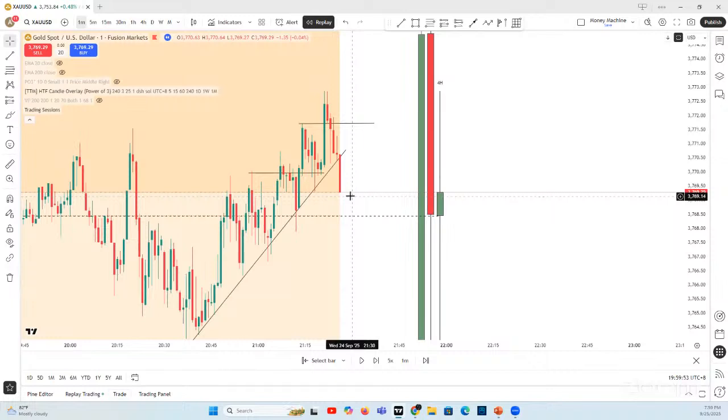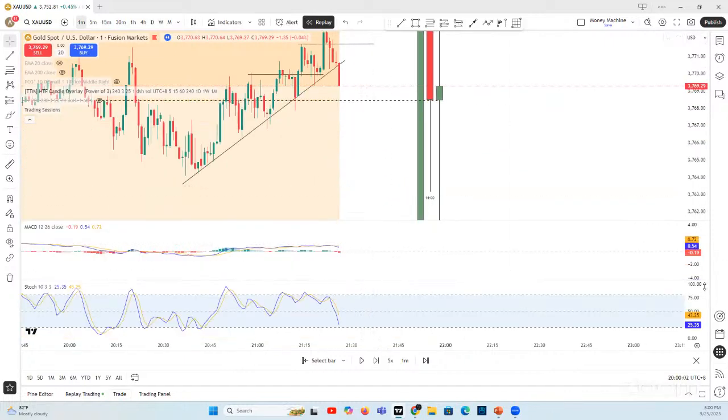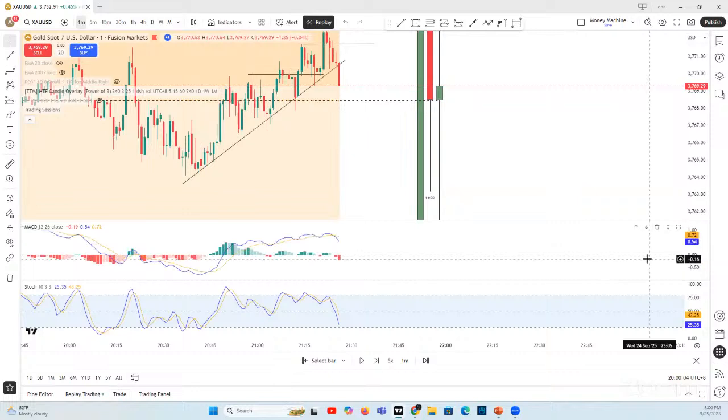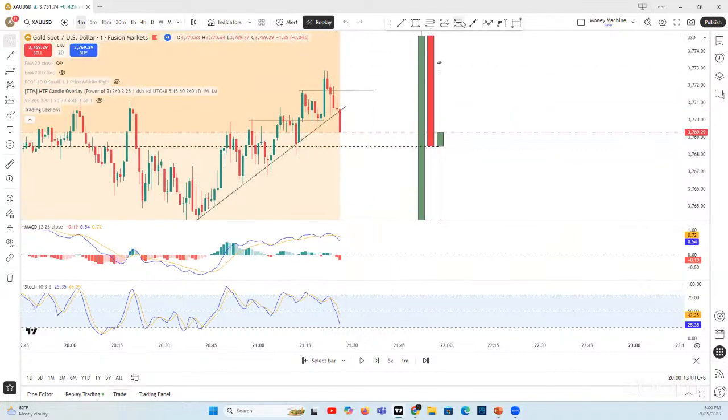So should I wait or should I see more action? I know for me, I need more. So what did I do? I opened my oscillators, my indicators here. Okay, the MACD is going down. My stochastic is going down. Time to sell. Short position.